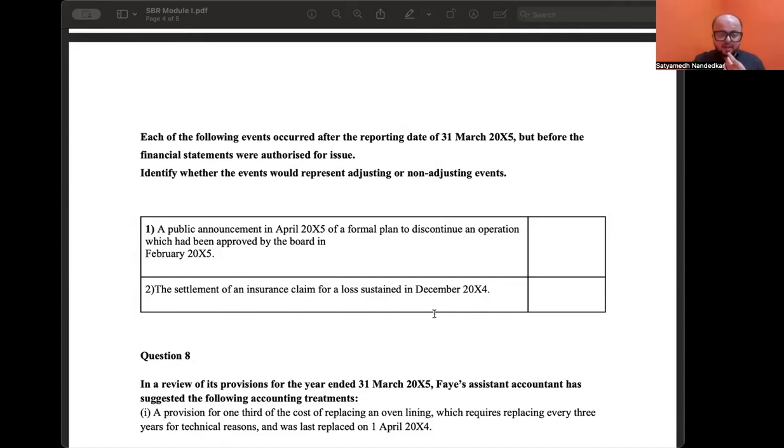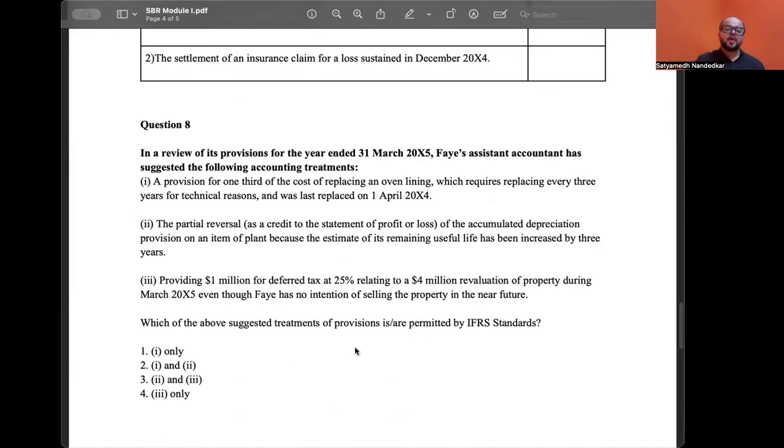First one. And the second one, settlement of an insurance claim for a loss sustained in December. The loss had already happened, only the settlement for the insurance claim happened later. So this is an adjusting event. So the first one is non-adjusting, the second one is adjusting. Cool. Now, in review of the provisions for the year ended 31st of December 2005, the Assistant Accountant has suggested the following accounting treatments. Which of the suggested treatments is or are permitted by IFRS?